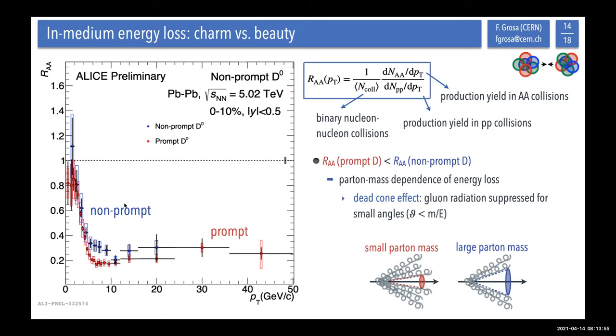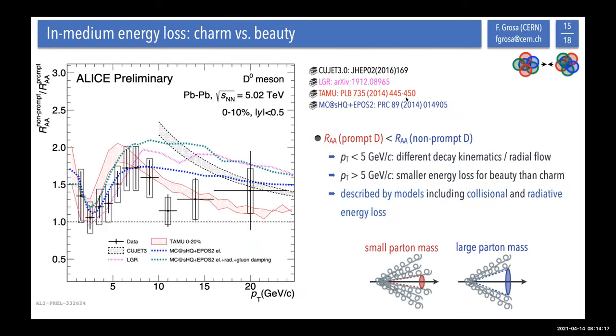And as you can see, this quantity, especially at intermediate pT, is higher for non-prompt D mesons compared to prompt D mesons. And this is understood in terms of energy loss and in particular of the dead cone effect, which suppresses gluon radiation at small angles for massive quarks. So this is more important for beauty than charm. And this is somehow also described by models that implement the heavy flavor transport in the QGP and include both collisional and radiative energy loss.